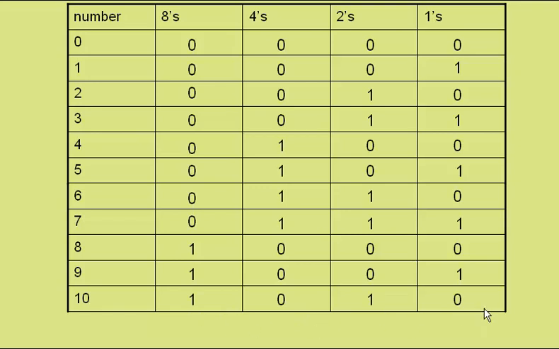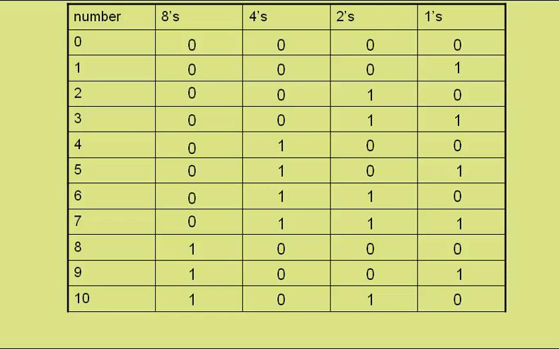With 4 columns like this, the maximum number we could get to would be 1-8, 1-4, 1-2, and 1-1, which is 8 plus 4 plus 2 plus 1, which is 15. To get to higher numbers, we'd need to introduce a 5th or further columns.